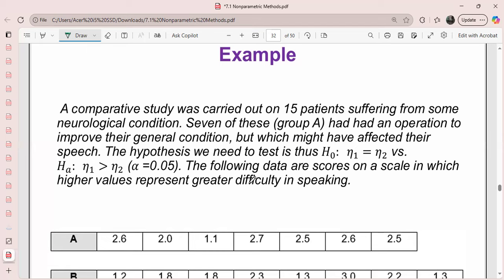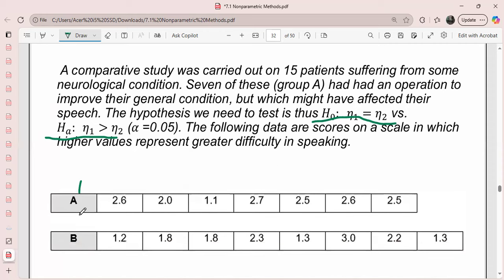It says that a comparative study was carried out on 15 patients suffering from some neurological condition. Seven of these, under group A, had an operation to improve their general condition, but which might have affected their speech. Interesting. Now, the hypothesis we need to test is H0, where population median 1 is equal to population median 2, versus the alternative hypothesis where population median 1 is greater than population median 2. Use alpha is 0.05. We are given our sample data, A and B.